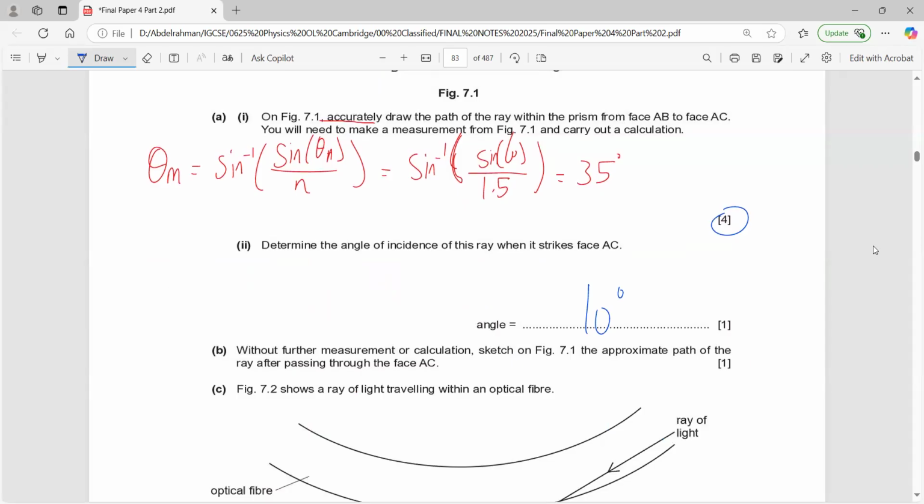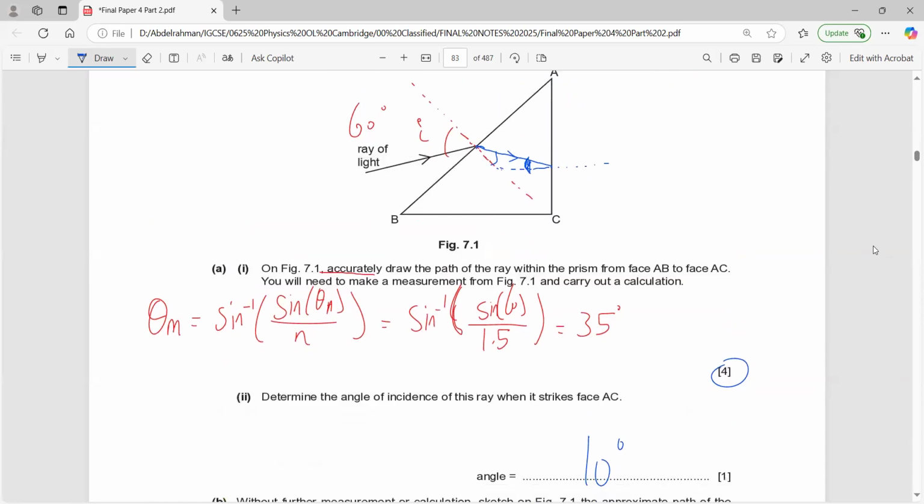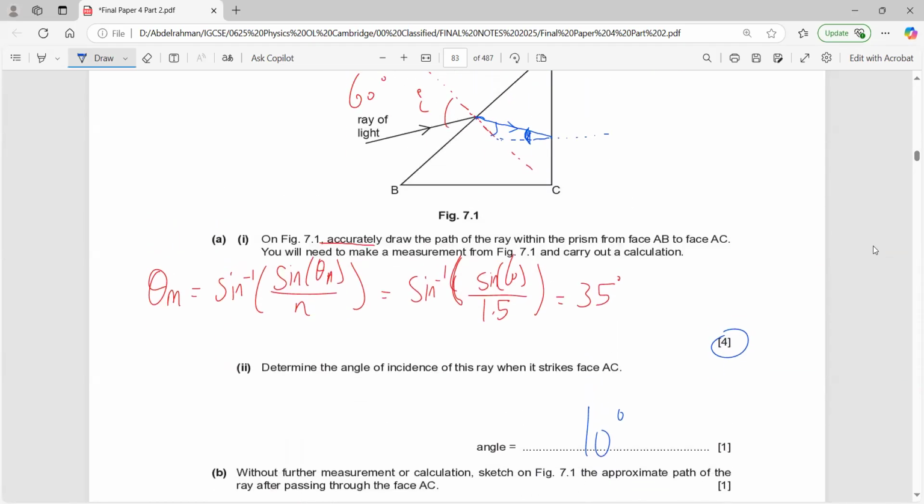Without further measurement or calculation, sketch on figure 7.1 the approximate path of the ray after passing through face AC. After it passes through face AC, what will happen? This is the normal line. Will it go closer to or further away from the normal line? It definitely will go further away from the normal. Without any calculations, we can just draw an angle moving further away from the normal line. This is the refracted ray as it leaves side AC.